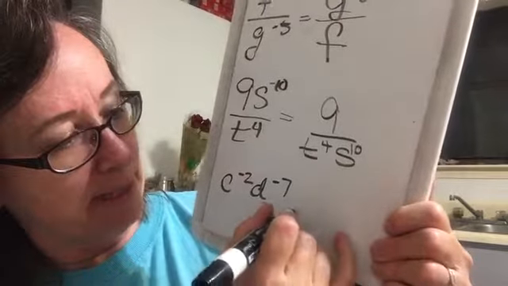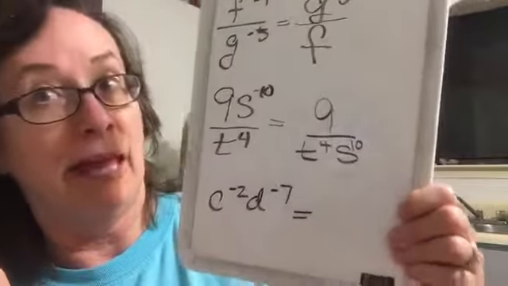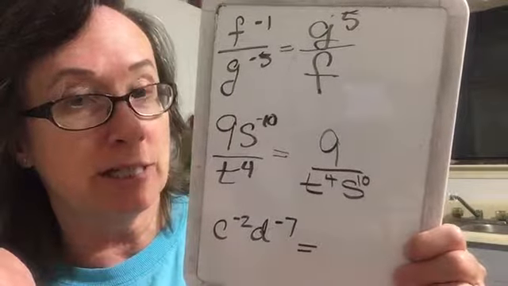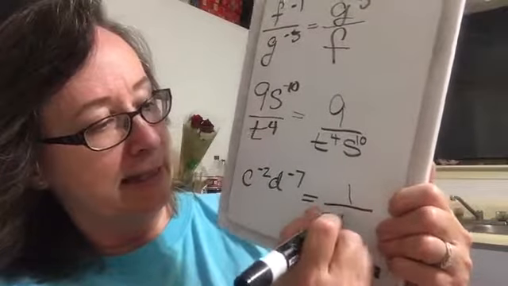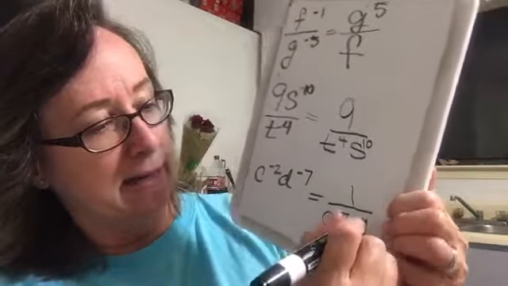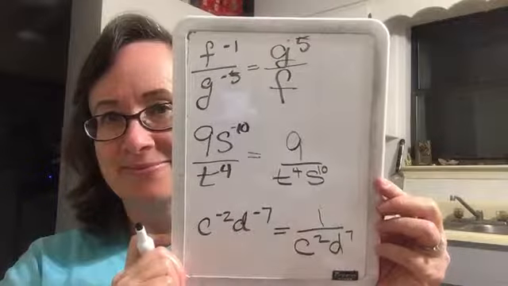And the last one, we cannot combine the c and the d. They both need to change positions and move downstairs. So we're going to have 1 over c squared d to the 7. And we have one more board before we pause and put some more problems on here.